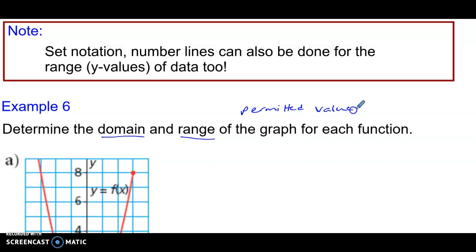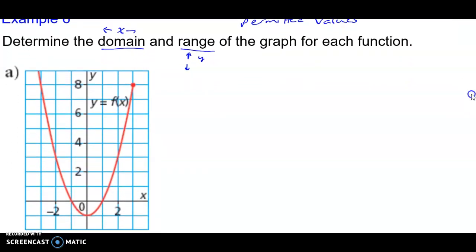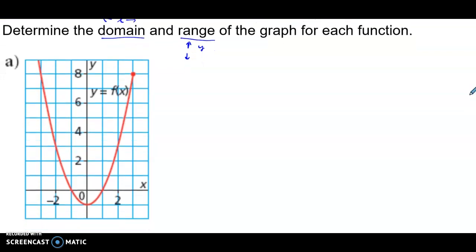And you can do that for both the domain, which are the set of x's which run left to right, and the range values, which are our y values, and they run up and down. So you've got to be really careful where you're looking for your set notation, whether it's domain or range. So let's have a look at this funny shaped graph here in part A, and we're going to do domain first and write our set notation, and then we're going to look at our range.